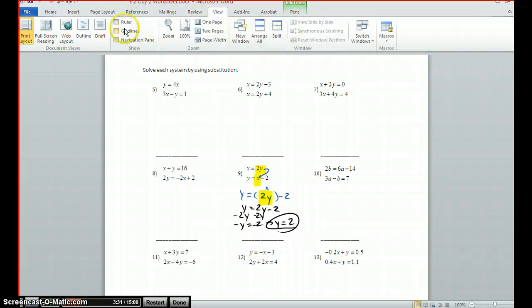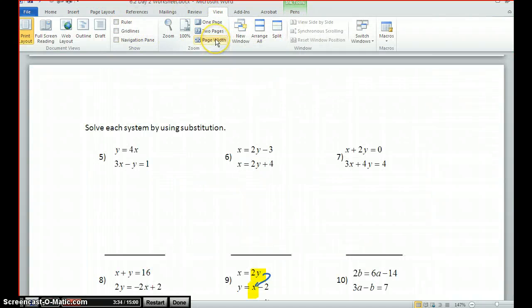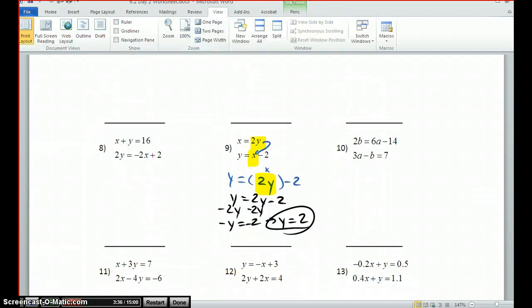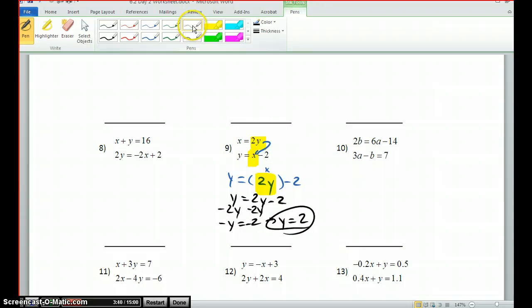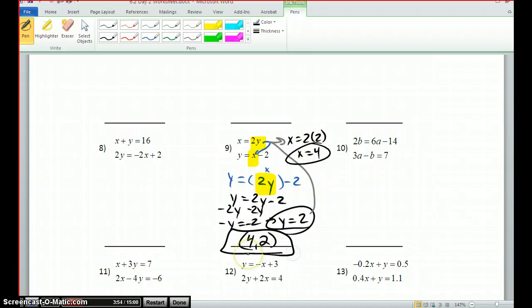Now after I do that, I turn around and I substitute that back into one of the original equations or the equation that we changed. I'm going to put this into that first equation from step 1. So we get x equals 2 times 2, which is x equals 4. So our answer then is 4, 2. That's our response.